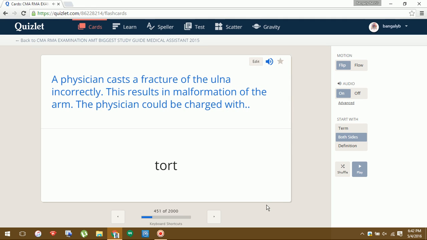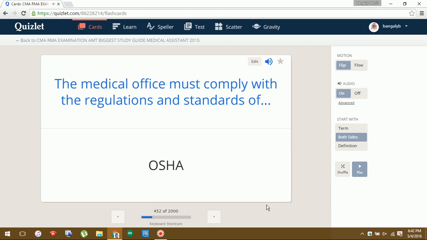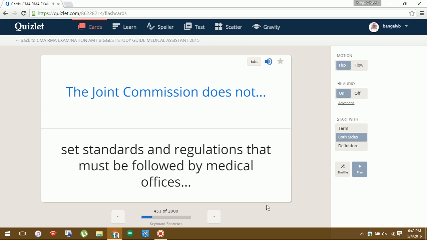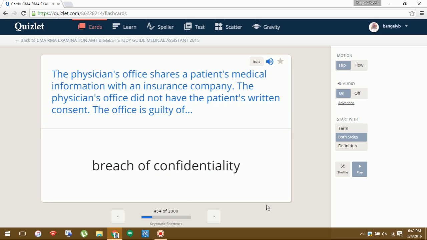A physician casts a fracture of the ulna incorrectly. This results in malformation of the arm. The physician could be charged with tort. The medical office must comply with the regulations and standards of OSHA. The Joint Commission does not set standards and regulations that must be followed by medical offices. The physician's office shares a patient's medical information with an insurance company. The physician's office did not have the patient's written consent. The office is guilty of breach of confidentiality.